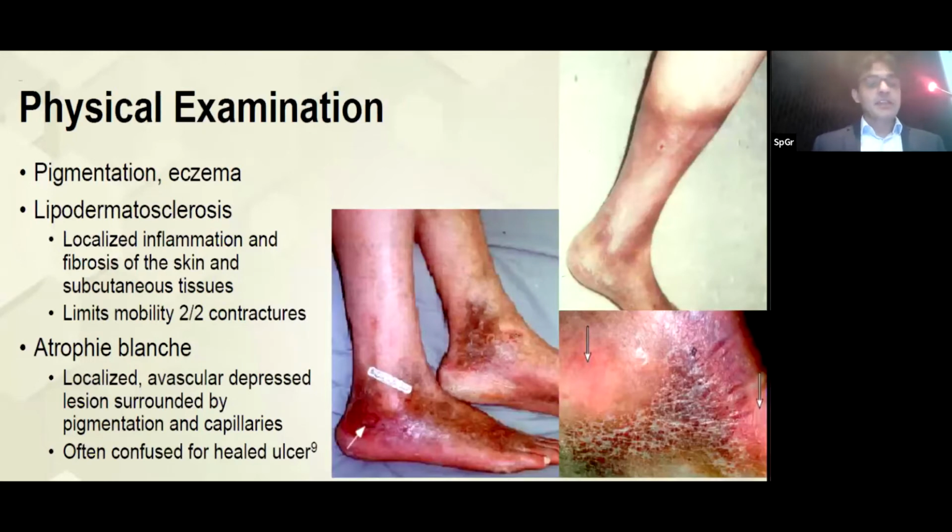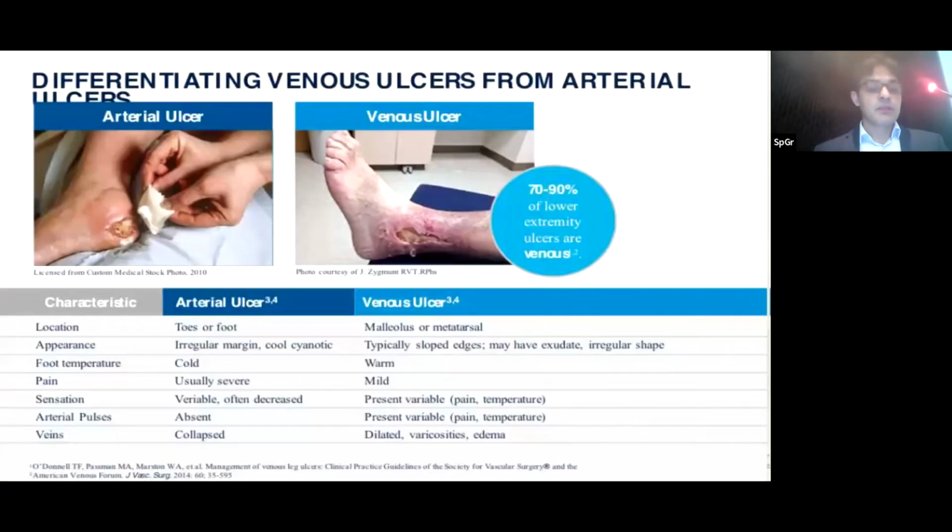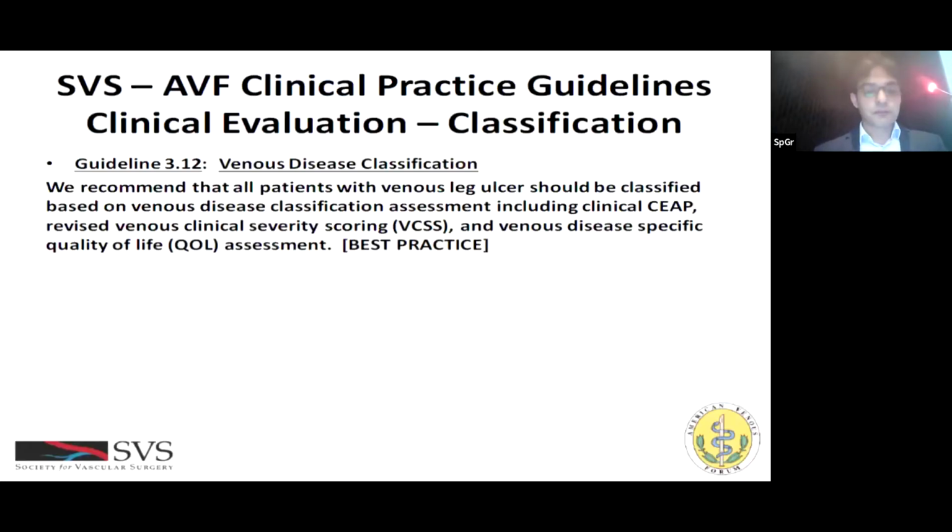On physical examination, they can have a more advanced stage. They can have hyperpigmentation, lipodermatosclerosis, which is again more advanced, atrophie blanche, and finally ulcers, which, as I said, are usually full thickness, associated with edema, and less painful.